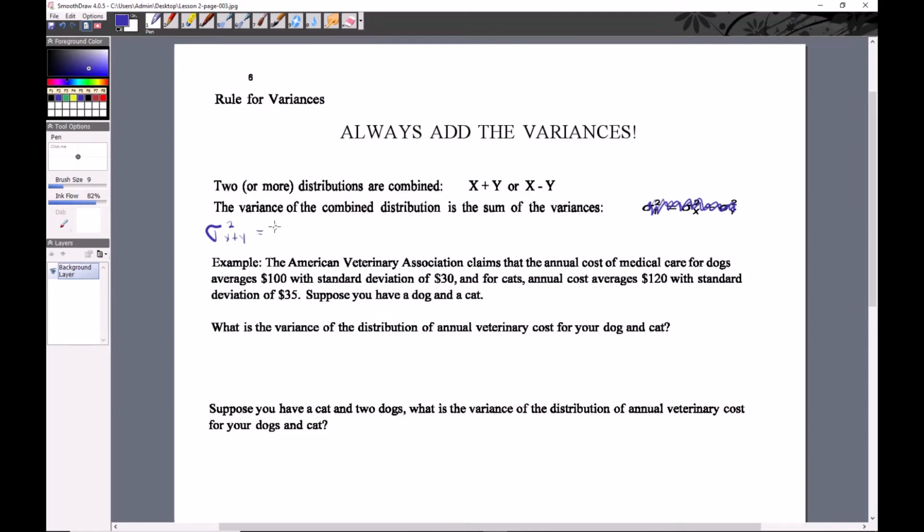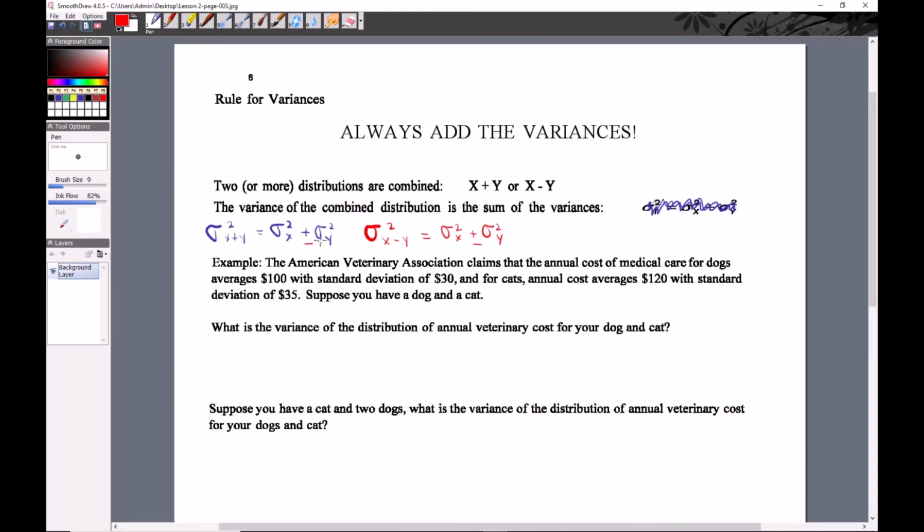That's just going to be the variance of x plus the variance of y. Now hold on, strap in, because this is going to kind of blow your mind. In fact, I'm going to change this to red. The variance of x minus y. Are you ready? That's going to be the variance of x plus the variance of y. So it's plus in both cases.